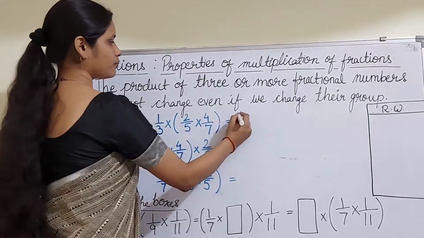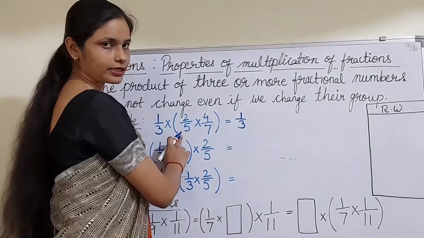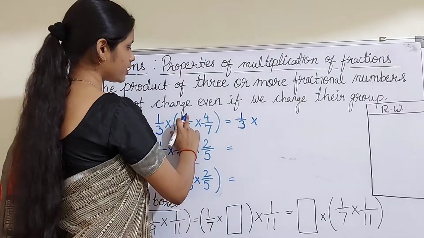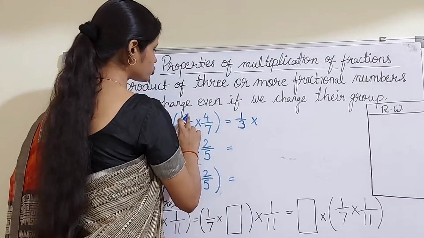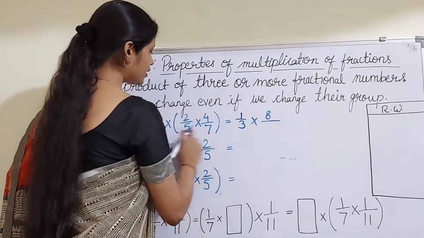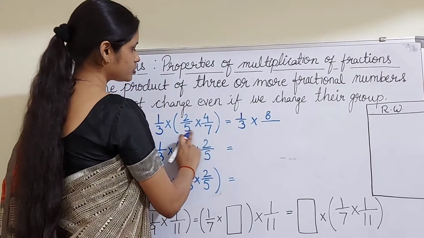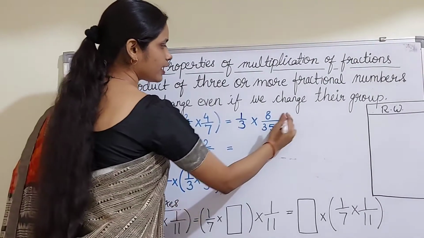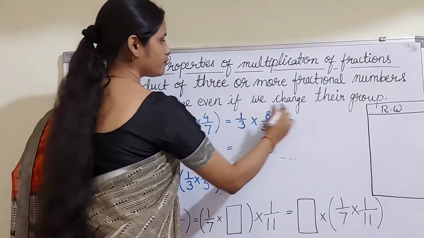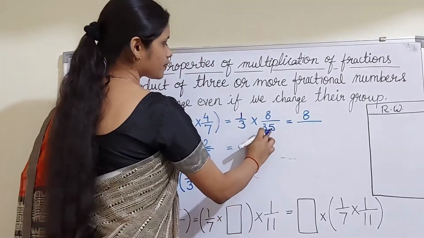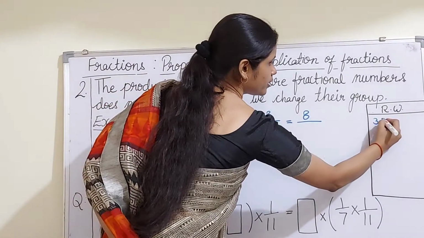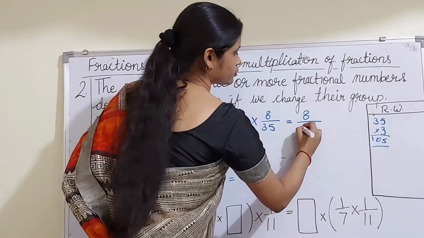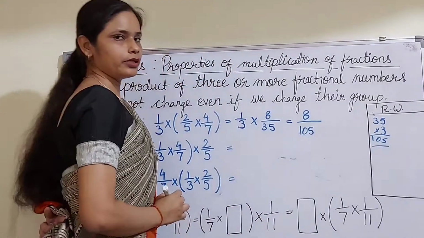So it will be 1 by 3 times the bracket. First we will solve the bracket. Inside the bracket we write the sign of multiplication. Inside the bracket we have 2 multiplied by 4 in the numerator, so 2 4s are 8. In the denominator we have 5 multiplied by 7, so 5 7s are 35. Now again we have to solve this. So it will be 8 1s are 8 upon 35 into 3. So 35 multiplied by 3 is 105. So 105 is the denominator.